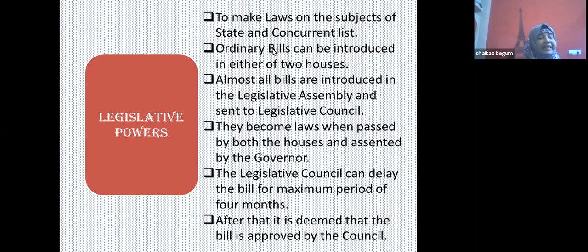Now, what do you mean by state and concurrent list? The legislative system is divided into 3: union list, state list, and concurrent list. What is the state list? According to the 7th schedule of the Indian Constitution, the state list has 66 items included in it. That means the state governments are empowered to make laws on these subjects.